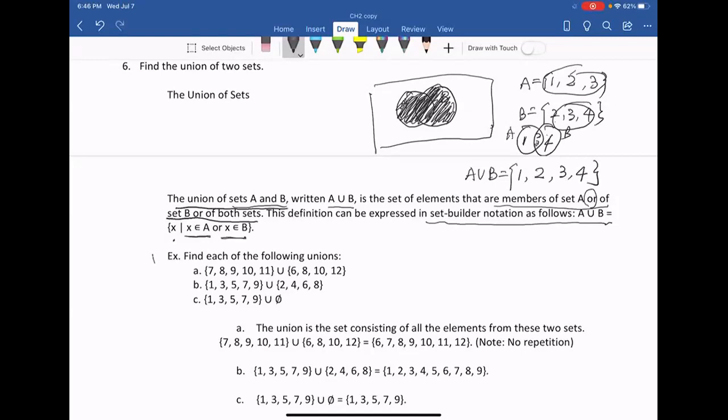Okay, let's move on to the example. Find each of the following unions. So first one, A. The set 7, 8, 9, 10, 11, and the set 6, 8, 10, 12. So the union of these two sets is 6, 7, 8, 9, 10, 11, 12. Even if you see they have something in common, we just keep one.